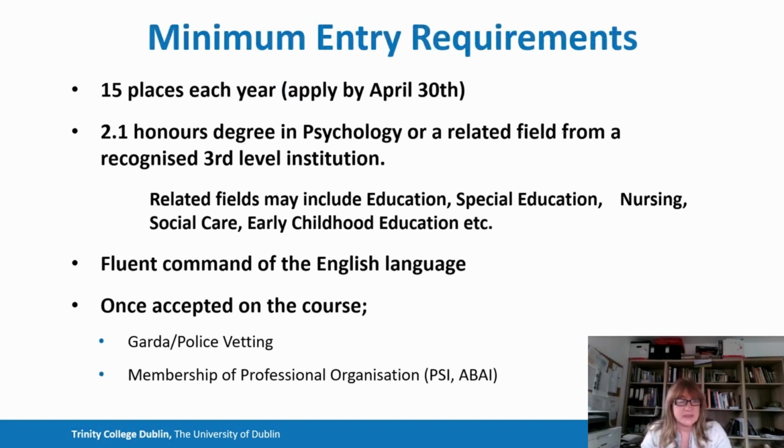The minimum entry requirements: we have approximately 15 places each year, and we like to receive our applications by the end of April each year. Applicants must have a 2-1 equivalent honours degree in psychology or a related field from a recognised third level institution. The related fields can vary from education, special education, nursing, speech and language therapy, occupational therapy, social care, early childhood education, etc. So there are a lot of opportunities for students who come from different backgrounds to complete this master's very, very successfully.